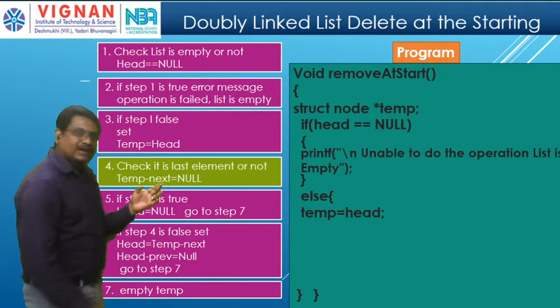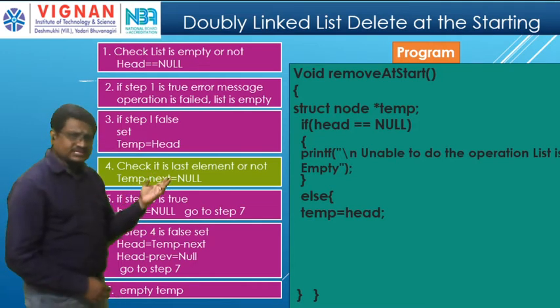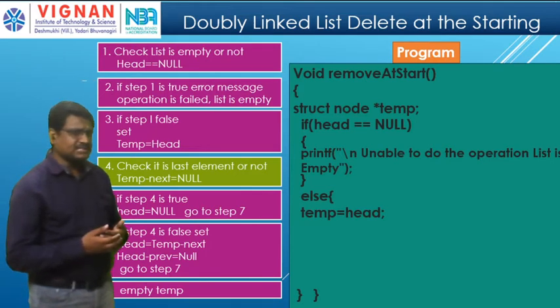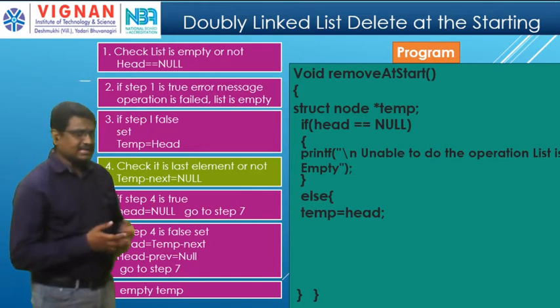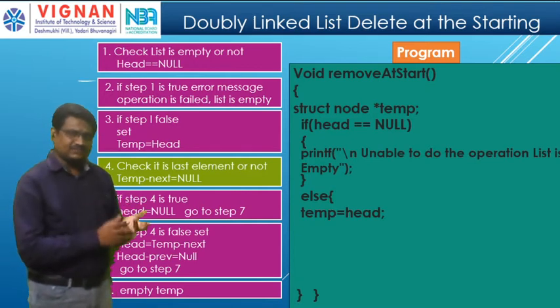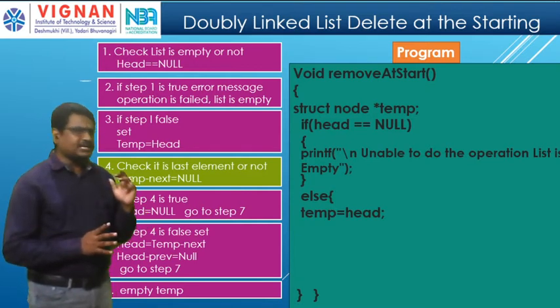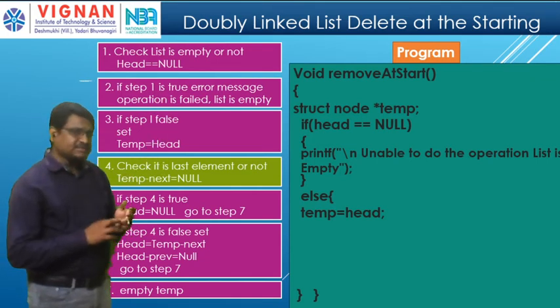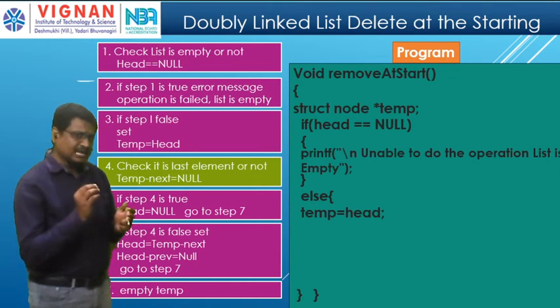In step 4, what am I doing here? In step 4 I am checking whether the temporary next variable is null or not. Why am I checking? As I previously explained, for deletion, first I will check whether it is an empty linked list or not. If it is an empty linked list, I will put an error message. And second, I am checking whether a lonely element is available in the double linked list or not.